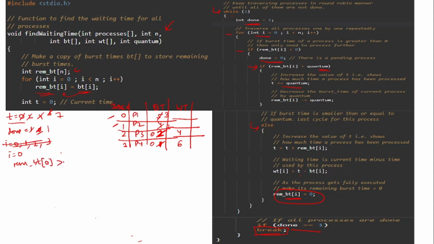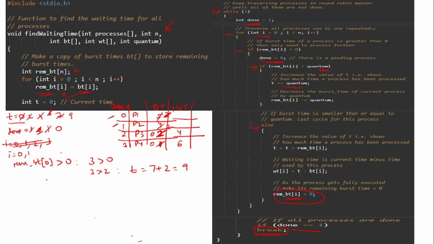So with I equal to 0, I see whether the remaining burst time of the 0th process is greater than 0. So that is, yes, 3 is greater than 0. What I do is, the value of done is set equal to 0. Is the remaining burst time 3 greater than 2? Yes. So I add the previous value of t, which was 7, with the time quantum. So again the value of t is 9 here, and the remaining burst time is reduced by 2. So I have the remaining burst time here as 1.